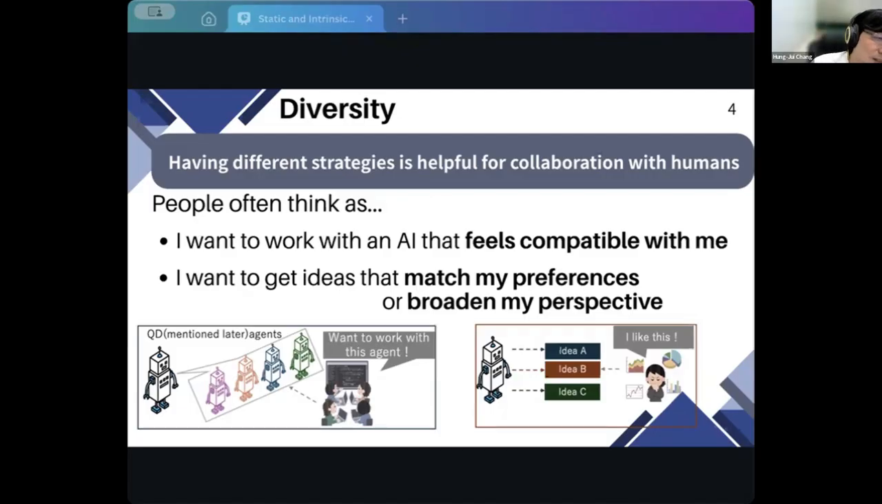Then I have a question. You said at the end, I want to work with an AI that feels compatible with me. Yes? And my question is, I also looked at what you think about the different strategies which are helpful for collaboration. What is your aim? What are you aiming at? When are you satisfied? Or when do you come to me and say, now I have a fantastic result? And what then is the result?